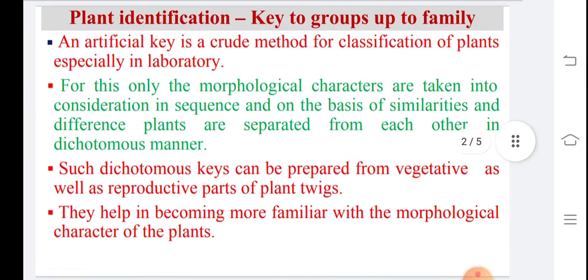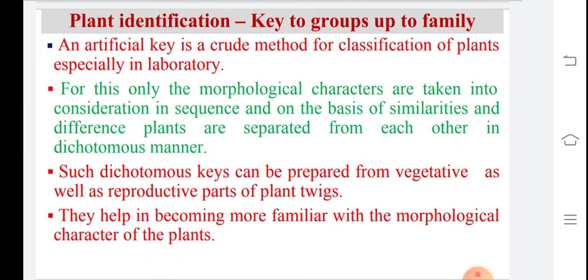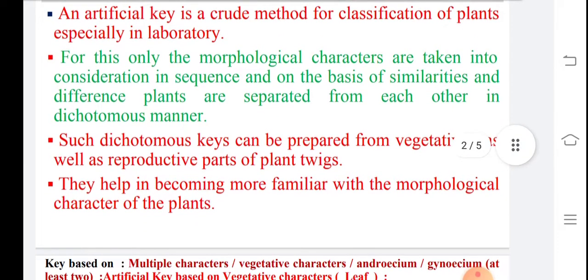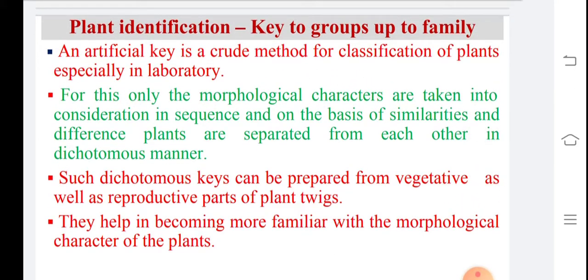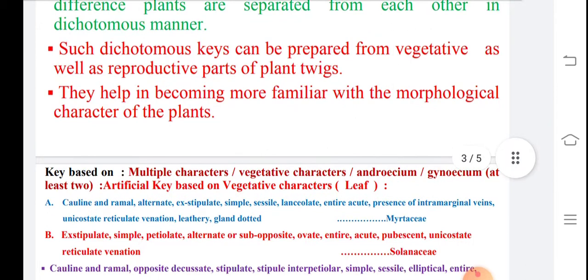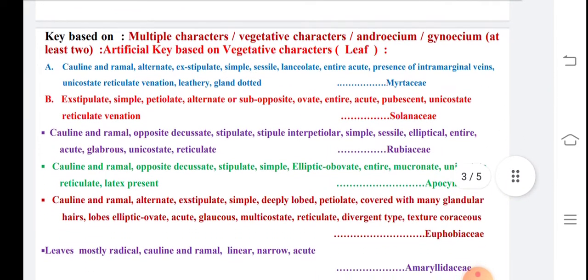Vegetative parts are nothing but we may consider the stem character, leaf characters, right? And reproductive characters means inflorescence, flower character, calyx character, corolla character, then androecium and gynoecium. So they help in becoming more familiar with the morphological characters of the plants, right? As per our syllabus, the key is based on multiple characters, vegetative character, androecium, gynoecium, at least two. An artificial key we are considering today.